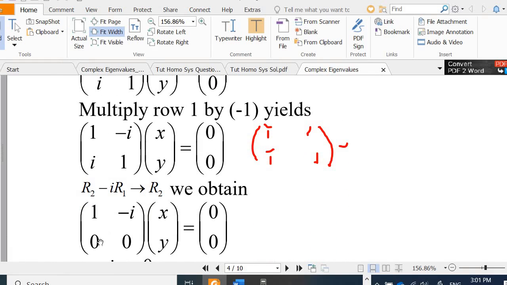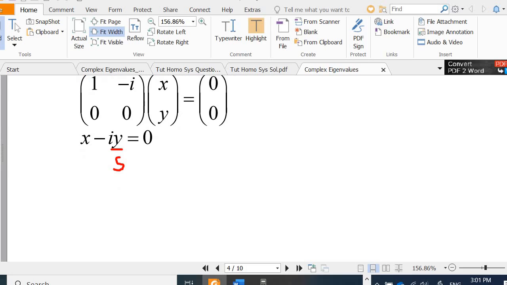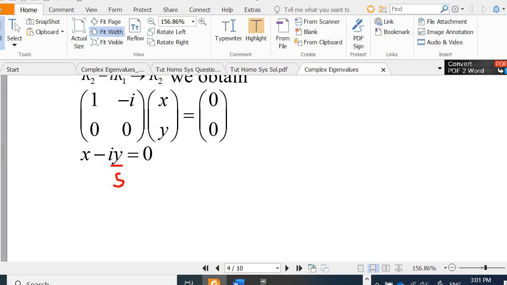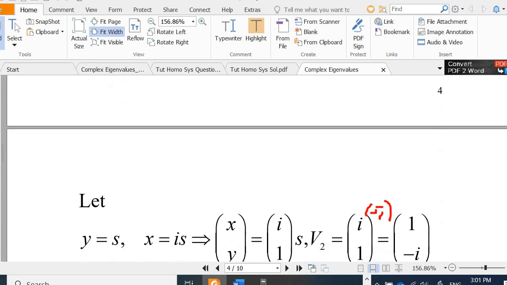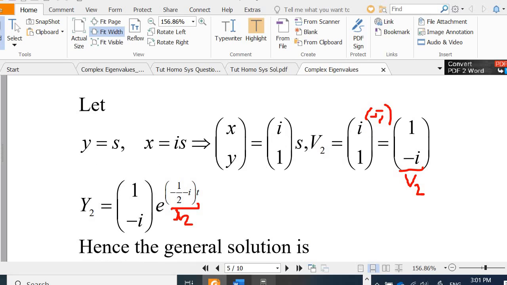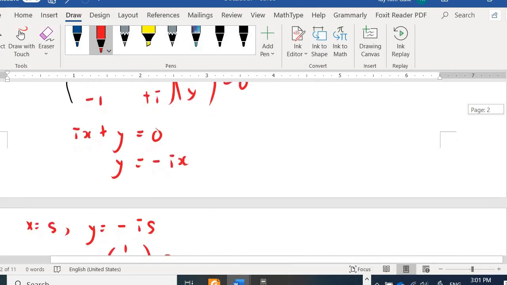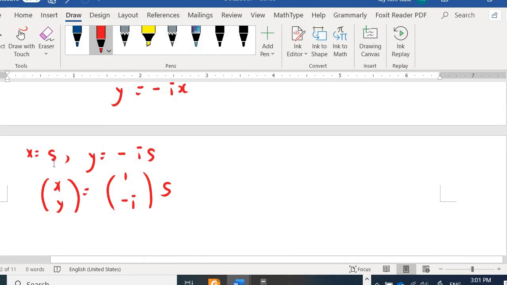After using the row operation, my equation is different from the original system already. This is x equal to iy, and I let y equal to s. And here I let x equal to s. So of course the solution, you will have a different eigenvector.